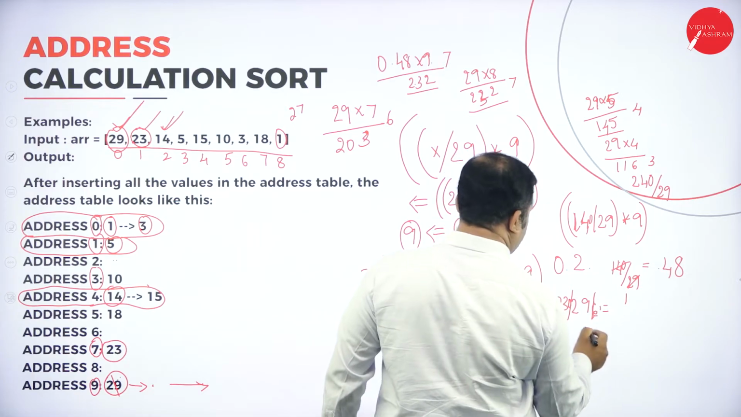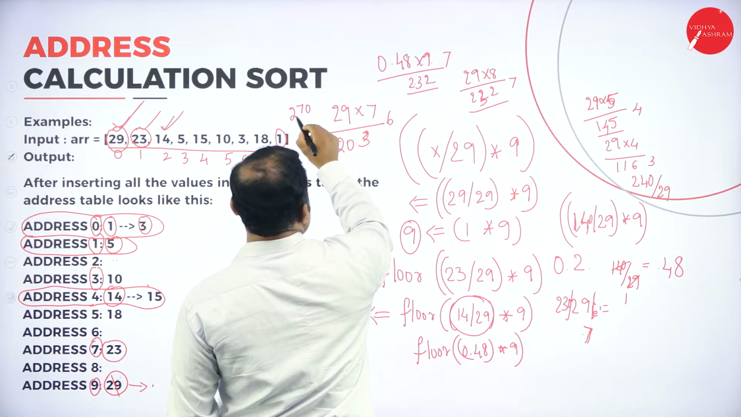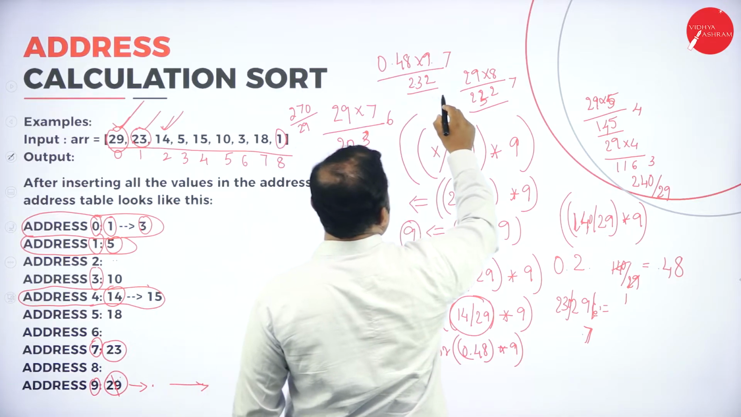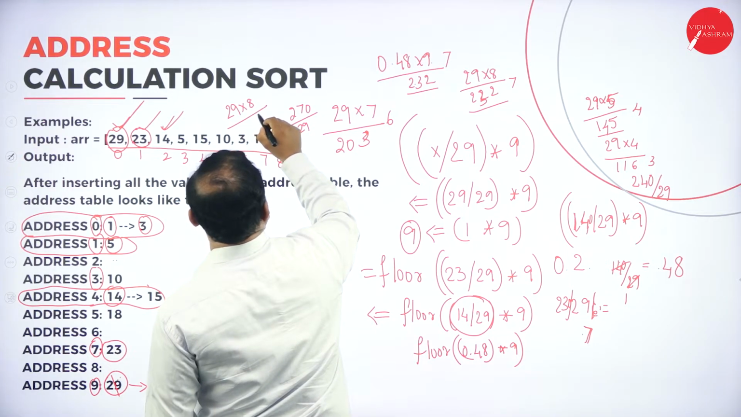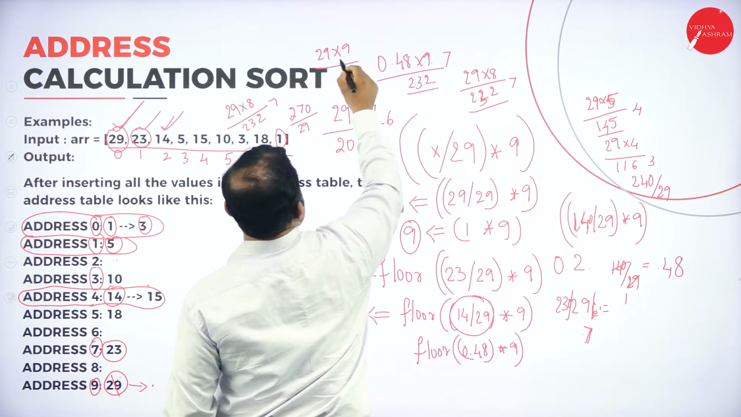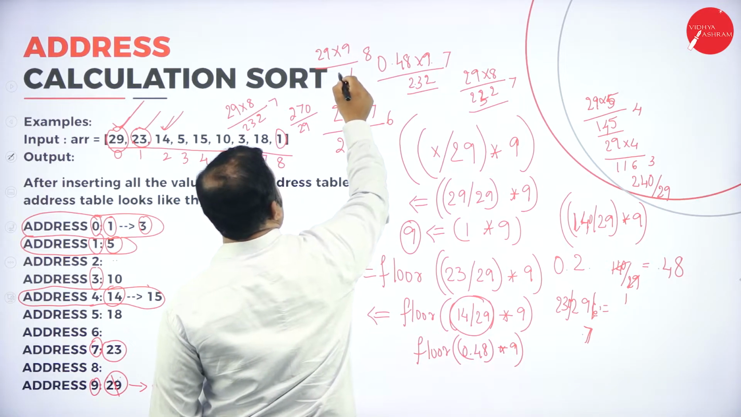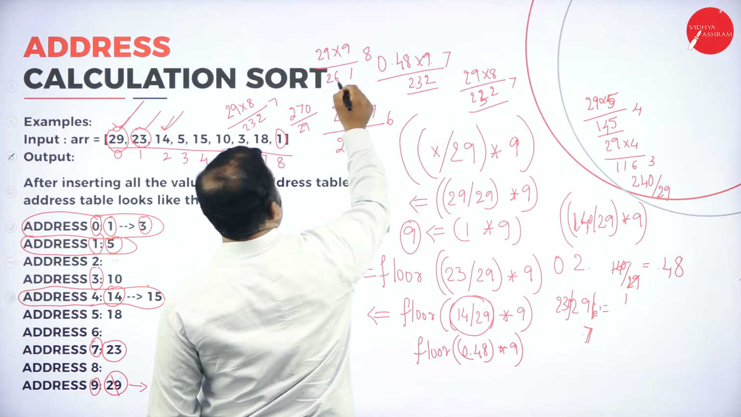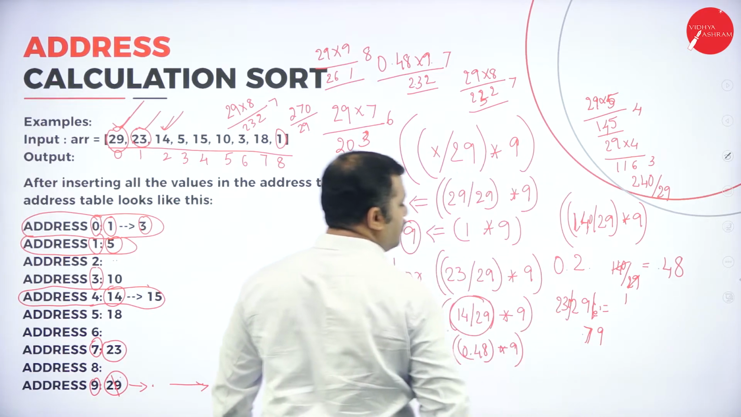So we have 7 here, 7 here. So we have 27 here. One more 0, which is to be divided by 29. 29 into 8 is 232, 29 into 9 is 261, which is less than 270. So 0.79.